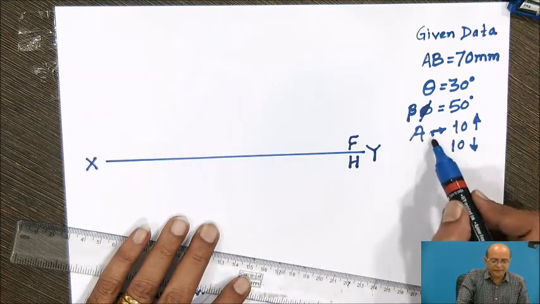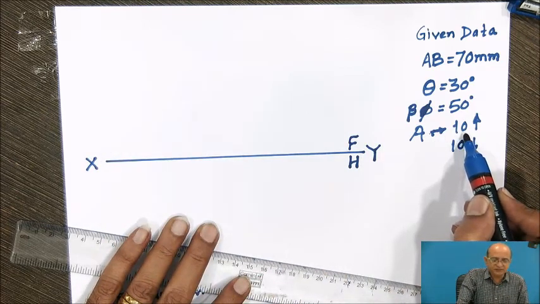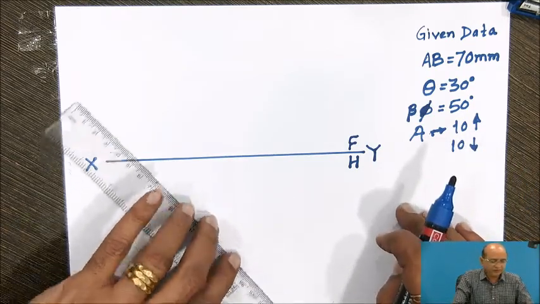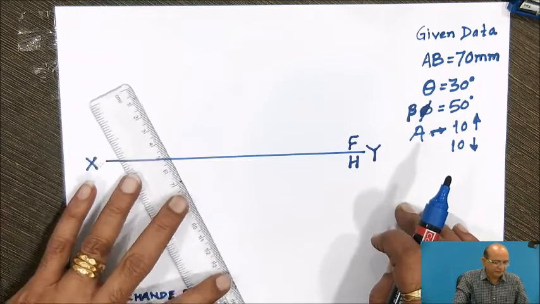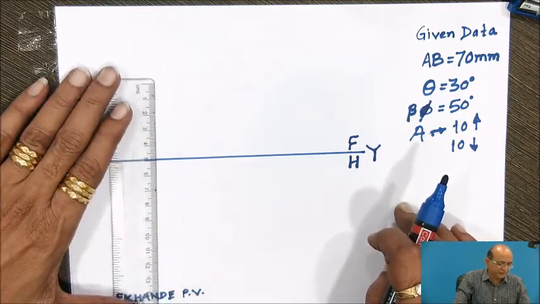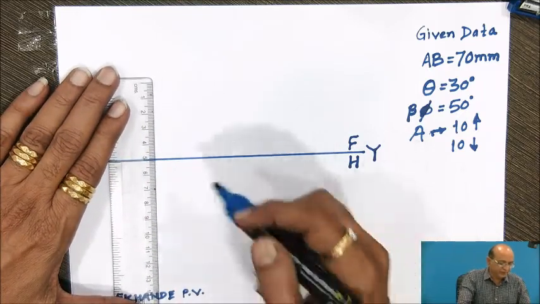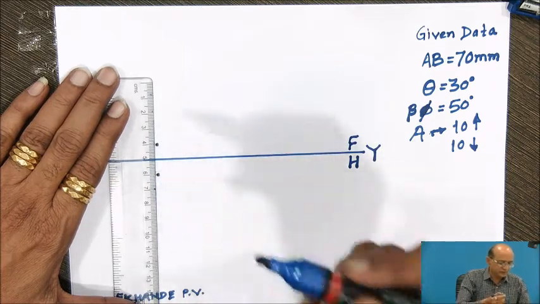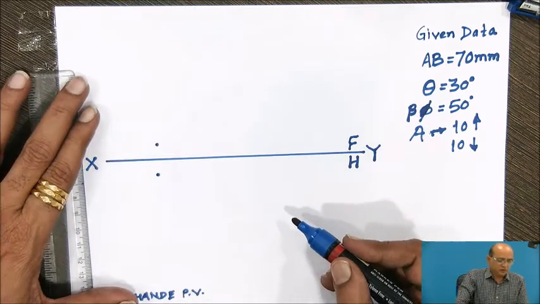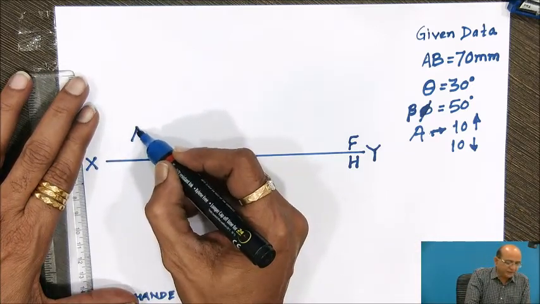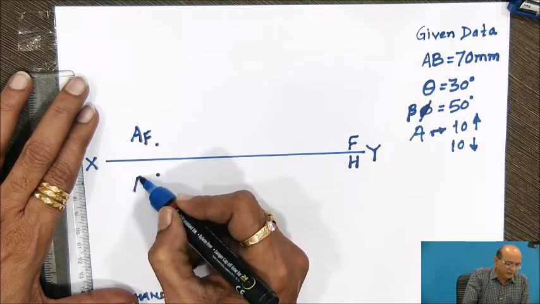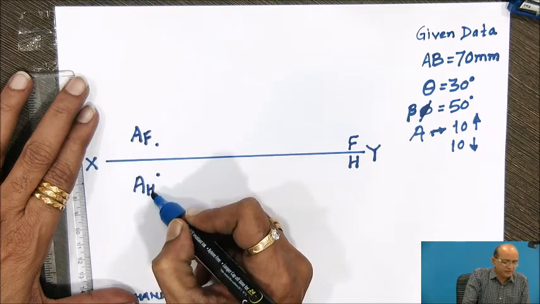Now the point A which is given as 10 millimeter above HRP, 10 in front of FRP, for that we'll mark that point with respect to the XY line somewhere here, at 10 millimeter distance, correct? So the front view point has to be written as AF. Front view is AF and top view point is AH.